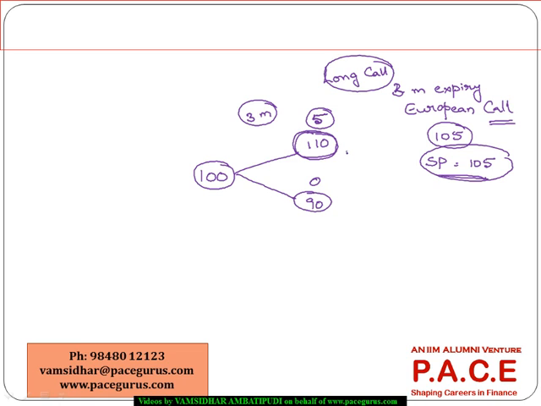So these are the two possible movements of the stock price, and these are the possible payoffs from the option. And we are making another assumption here. When I go with a no arbitrage argument, I am assuming that arbitrage opportunities do not exist, and under that assumption, I am creating one portfolio.